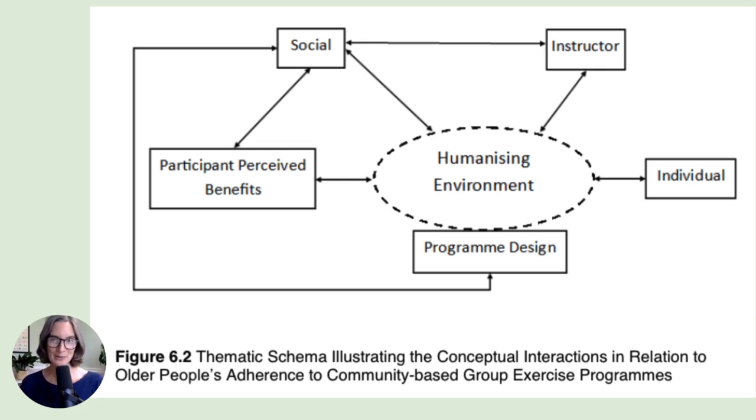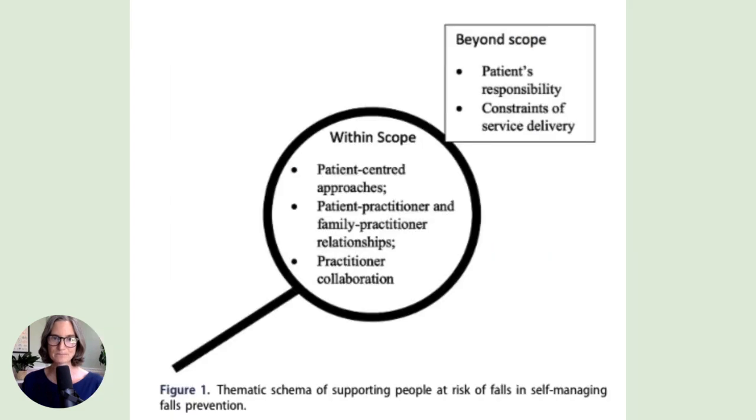This is an example of a schema from one of my earlier studies. This was around illustrating the conceptual interactions in relation to older people's adherence to community-based group exercise programs. Having a humanizing environment was really at the heart of that, and all those other things around it interacted with that to various degrees. So that was an example of a way that you can explain your results.